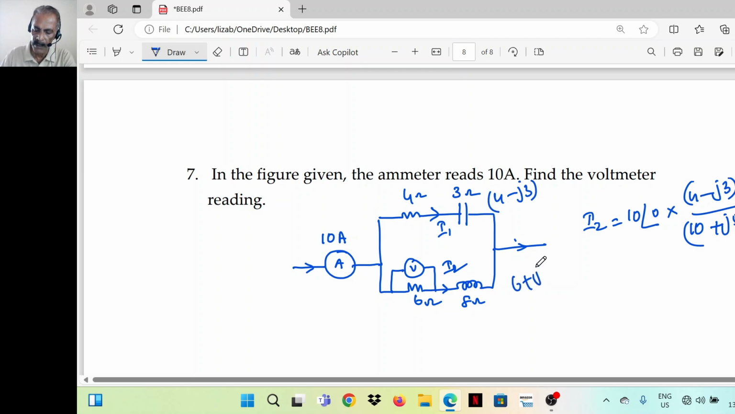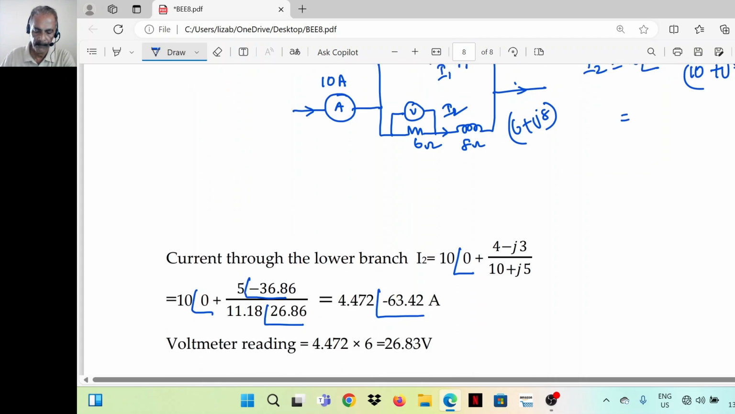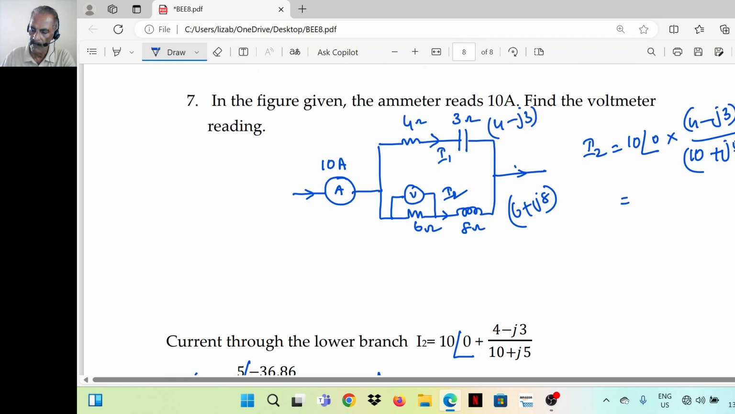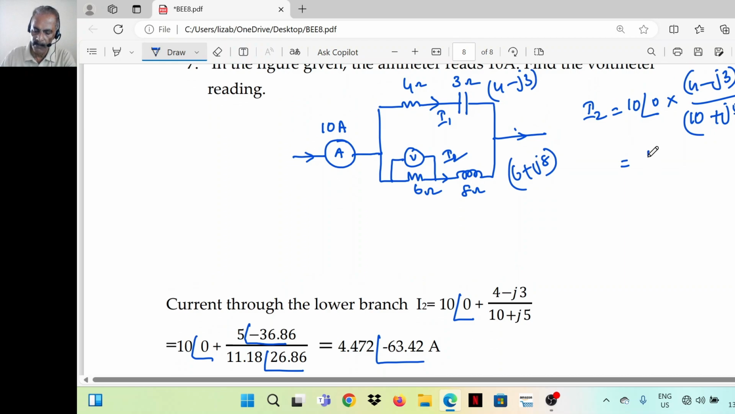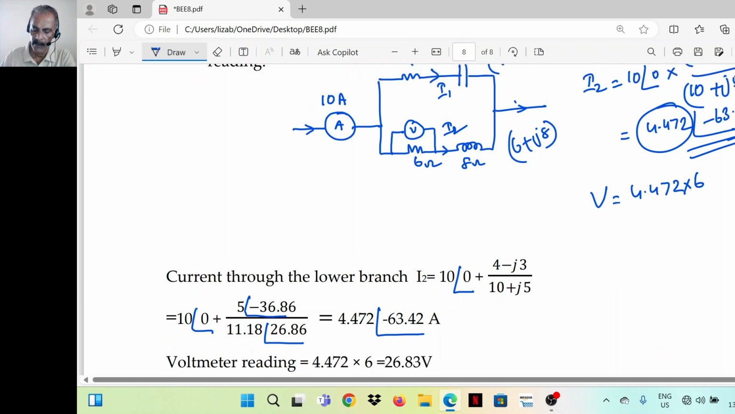This is 4 minus j3. This is 6 plus j8. So the total is 6 plus 4, 10; 8 minus 3, 5. So I2 is 4.472 angle minus 63.42 degrees. So the magnitude of the current is 4.472. So the voltmeter reading is equal to 4.472 into 6, that is 26.83 volts.